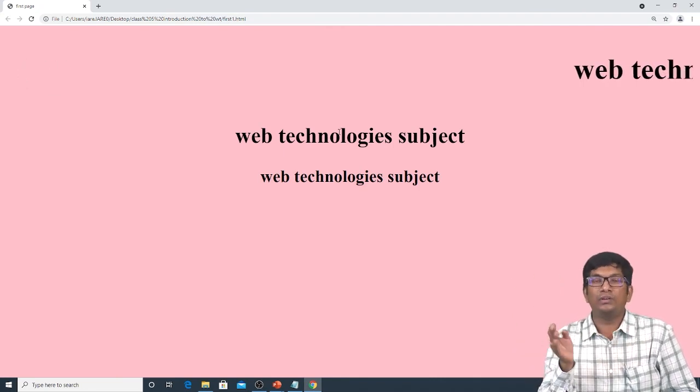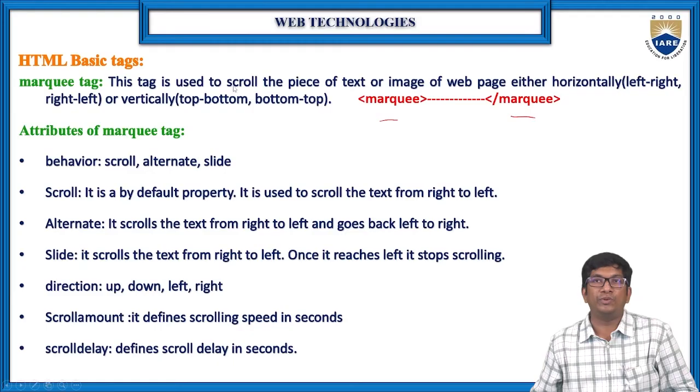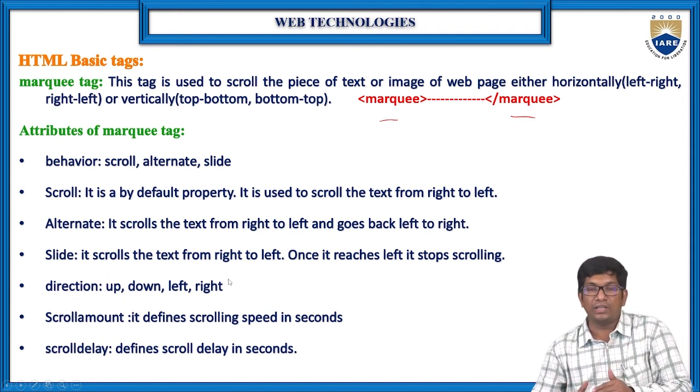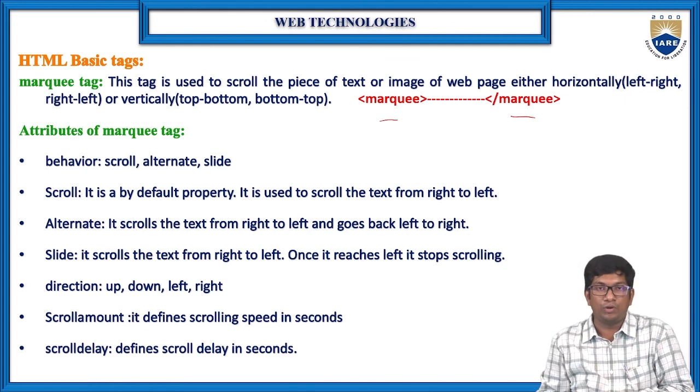Suppose you want to move from right to left, then you have to use attributes. For behavior, you can give scroll, alternate or slide. Scroll is the default property. It is used to scroll the text from right to left. Suppose you want to change it, then you have to use left. Or we can use direction up, down, left, right. We can also move the text from up or from down. You can use the attribute.